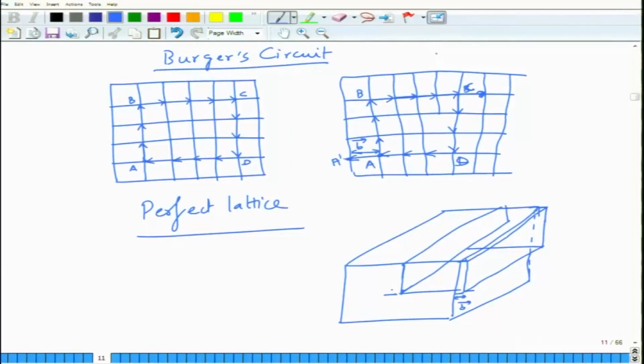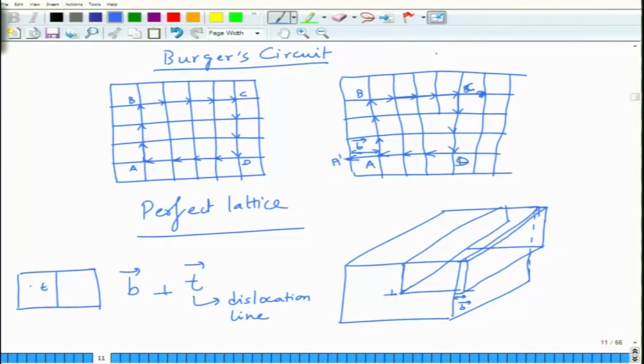This is a positive edge dislocation, and this is the Burgers vector. B is perpendicular to T, which is the dislocation line. If you look at the top view, this is the dislocation line T, and this is the Burgers vector B.